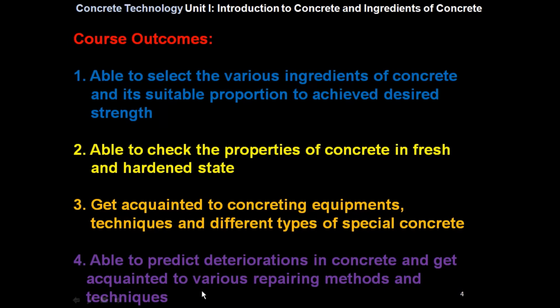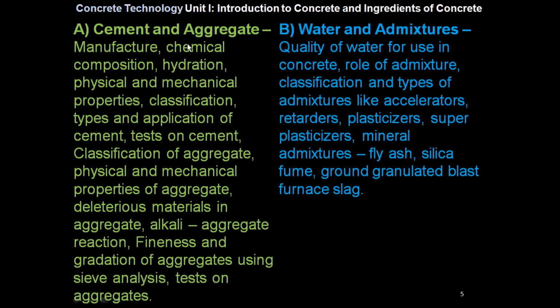Now we will see the Unit 1 Introduction to Concrete and Ingredients of Concrete syllabus. It includes Part A, cement and aggregate, which includes manufacture, chemical composition, hydration, physical properties and mechanical properties, classification, types and application of the cement, tests on cement, classification of aggregate, physical and mechanical properties of the aggregate, deleterious materials in the aggregate, alkali aggregate reaction, fineness and the gradation of aggregates using sieve analysis, tests on aggregates.